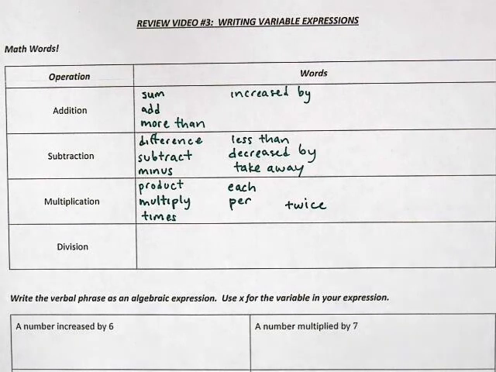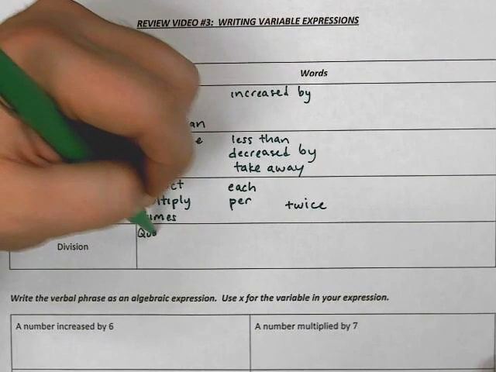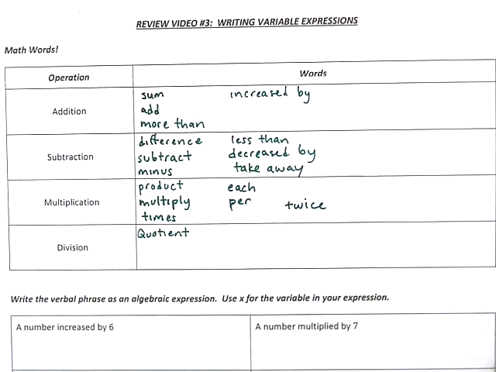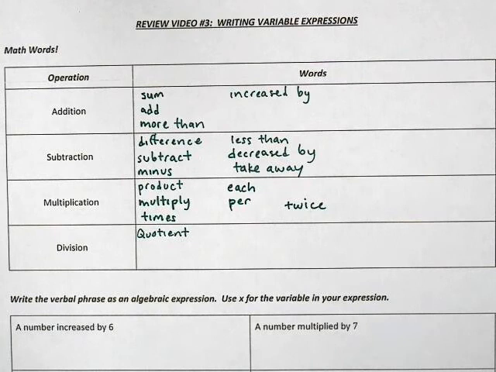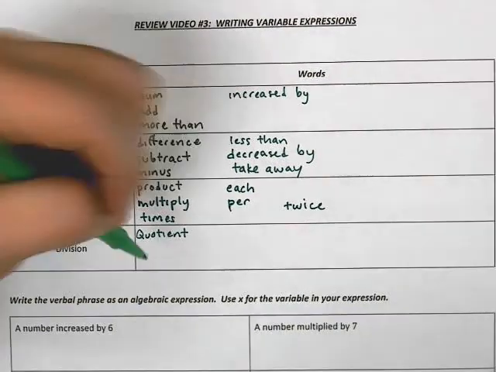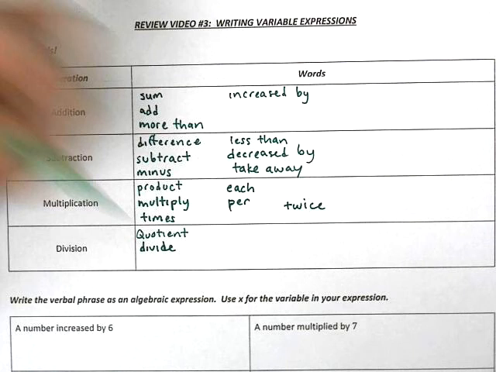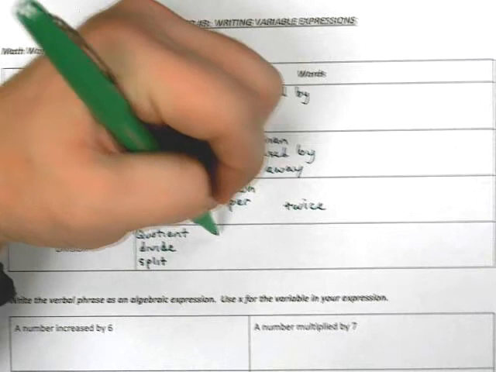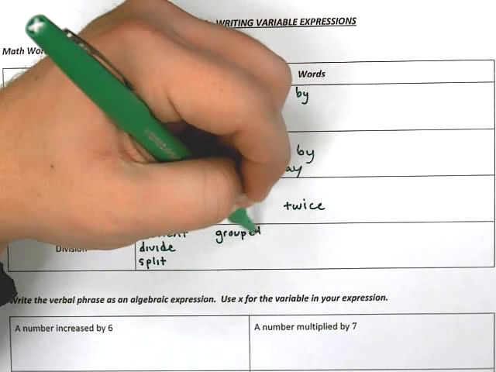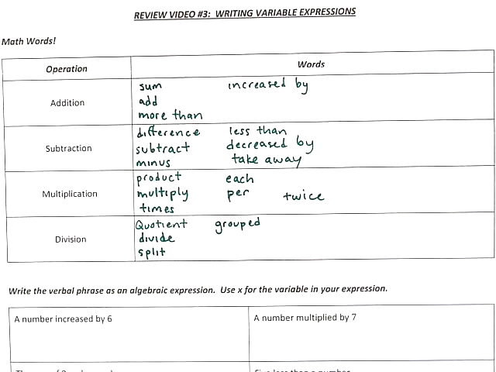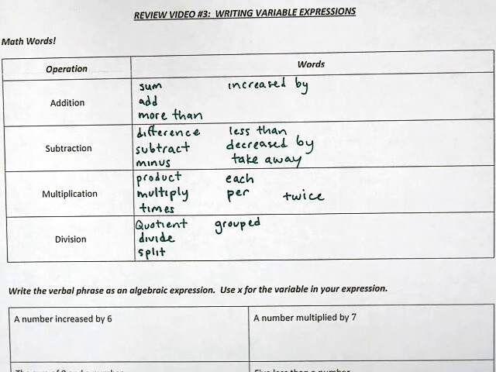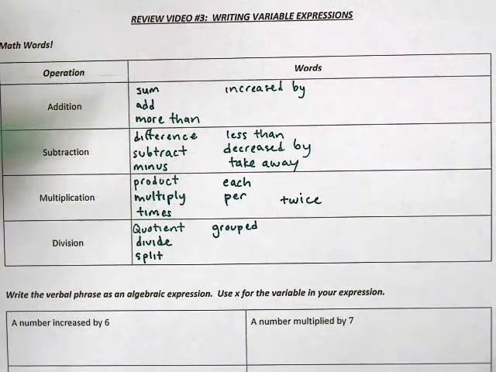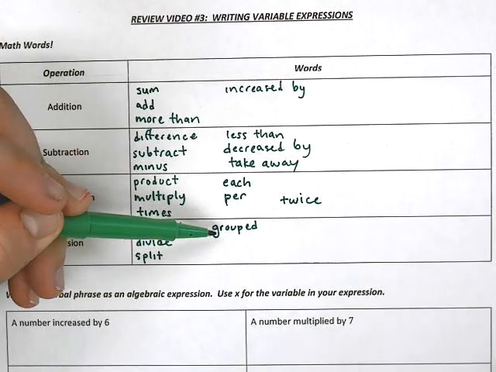Okay? For division, this goofy word quotient. Quotient is the value when you divide two numbers. It's called the quotient. We say divide. We say sometimes split. We can say grouped. Divide, split, I think that's all I got for right now. But if you see something like quotient, divide, split, grouped, that means division.